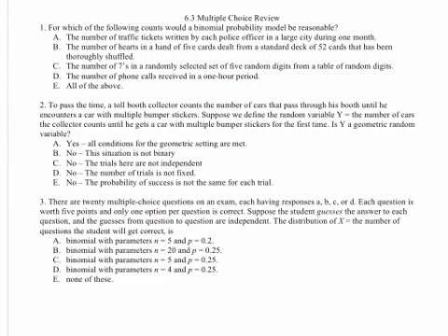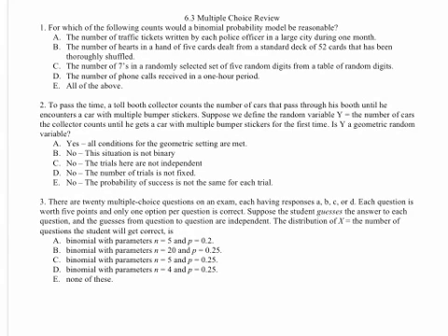Let's look at our multiple choice for 6.3 here. Number 1, for which of the following counts would a binomial probability model be reasonable? A, the number of traffic tickets written by each police officer in a large city during 1 month. B, the number of hearts in a hand of 5 cards dealt from a standard deck of 52 cards that has been thoroughly shuffled.